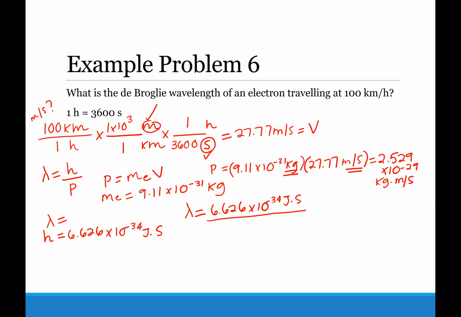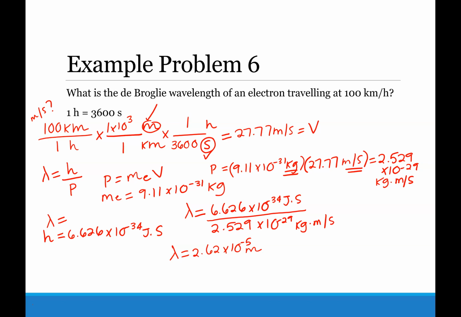So 2.529 times 10 to the minus 29 kilogram meters per second. Put that into your calculator. So 6.626 second e to the minus 34, close parentheses, divided by open parentheses, 2.529 second e to the minus 29, close parentheses. That is going to give you a wavelength of 2.62 times 10 to the minus 5 meters.